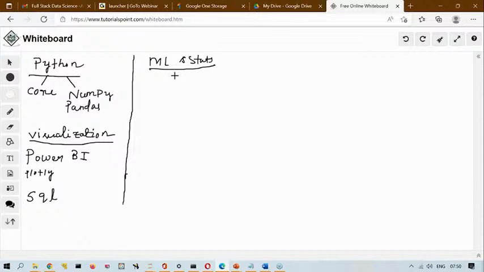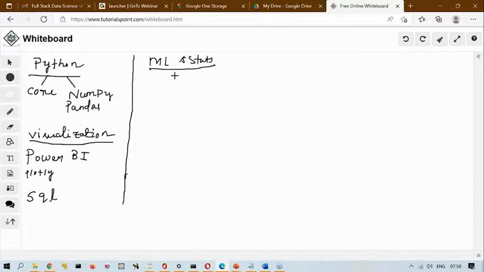ML and statistics, we will go very in depth. Python, visualization, SQL, ML and statistics will go very in depth. Deep learning and NLP also we will discuss, but in deep learning we will discuss artificial neural networks, and in NLP we will discuss a lot of concepts like what are word embedding techniques, right? If the data is text data, how to analyze that data, that you will understand.